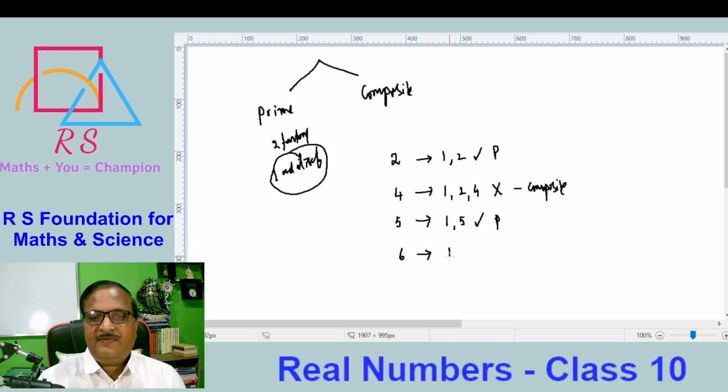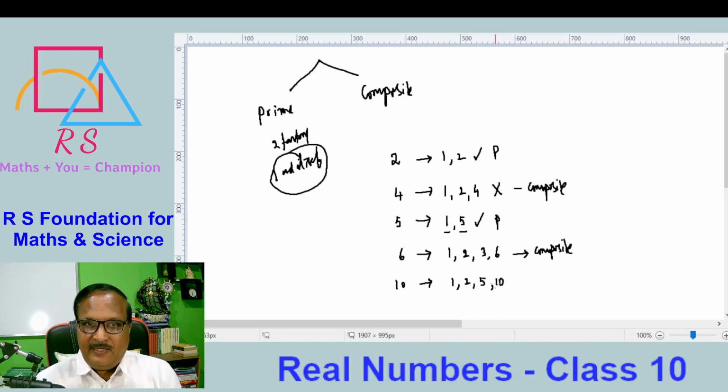Now I'll go for 6. 1 is a factor. That means 1 is a factor for all the numbers. 1 is a factor, 2 is a factor because 2 divides 6, and 3 is also a factor, and 6 is also a factor. Therefore this is a composite number. Prime numbers will have only two factors, say 1 and 5. Like that, if you take 10, 1 is a factor, 2 is a factor, 5 is a factor, and 10 is a factor. That means 1 is a factor of every number and the same number itself.